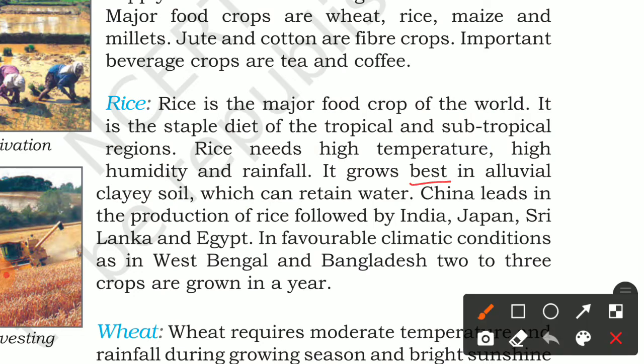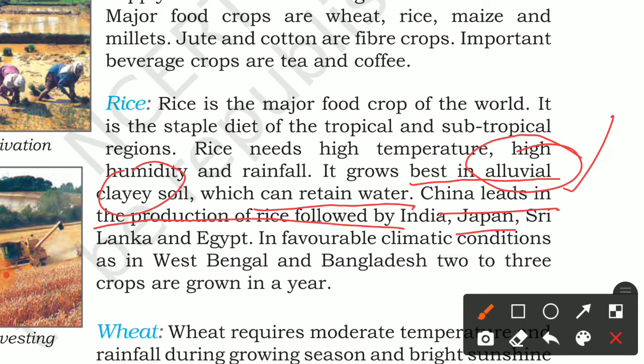Alluvial clay soil can retain water. China leads in the production of rice, followed by India, Japan, Sri Lanka, and Egypt. In favorable climate conditions, as in West Bengal and Bangladesh, 2 to 3 crops are grown in India. So this is about rice.